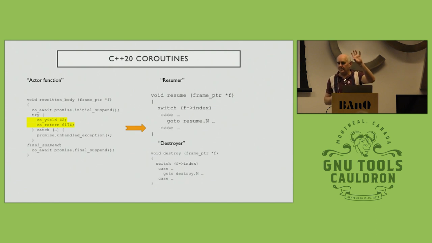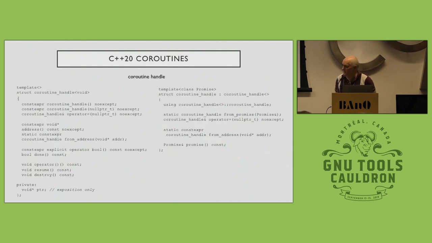We rewrite the top of the actor function to be basically a dispatcher. And that says, what index are you at? And then executes the code that belongs to that index. It would be conceivably possible to do it other ways, but in all the implementations that are out there, that's actually the way this is done. It turns out to be more efficient to do it this way.